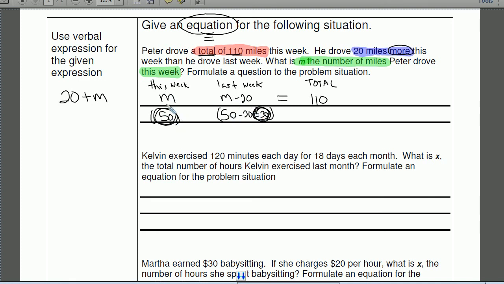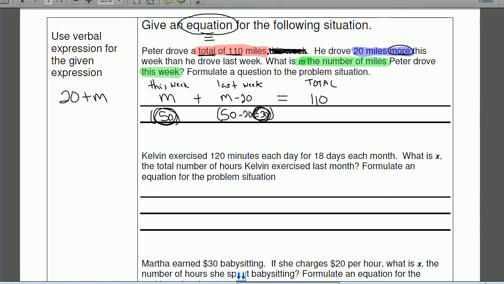So what he drove this week and what he drove last week, added together, put together, combined, gives us the total number of miles he drove. So maybe we should put a dot right here and get rid of this word. This week should not be there. Okay, so let's go ahead and get rid of that. So we're going to put these two together. We have to combine them, this week and last week, and that's going to give us a total. So there's my equation: m plus m minus 20 equals 110.